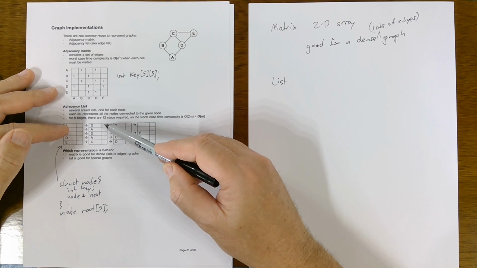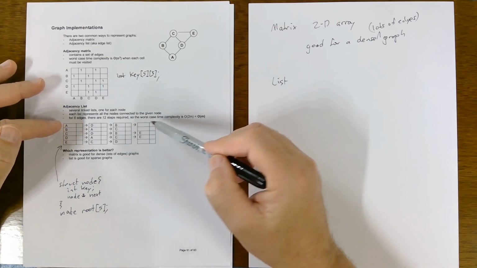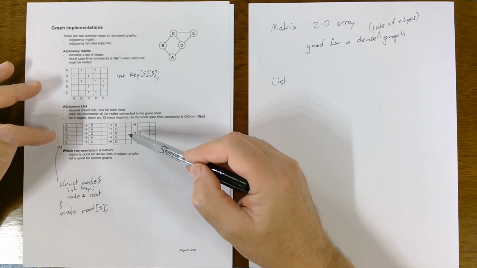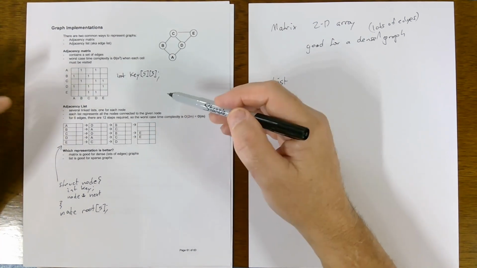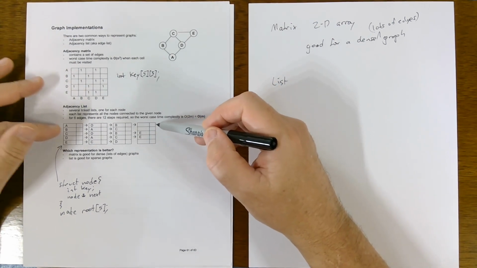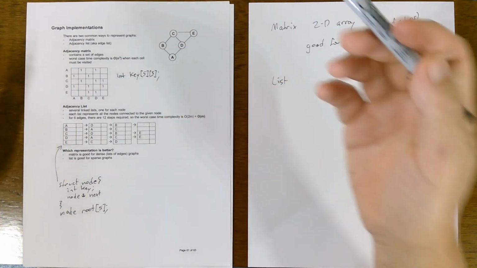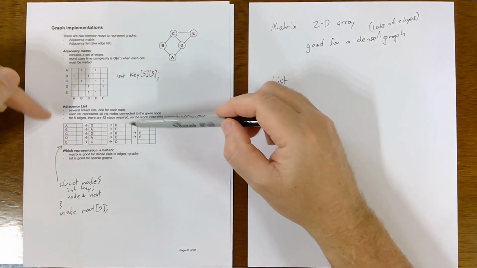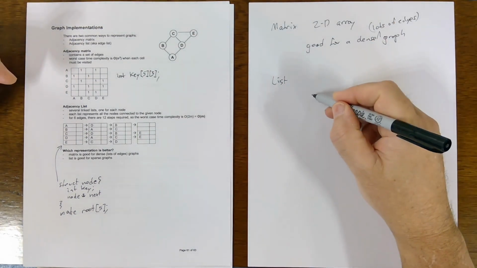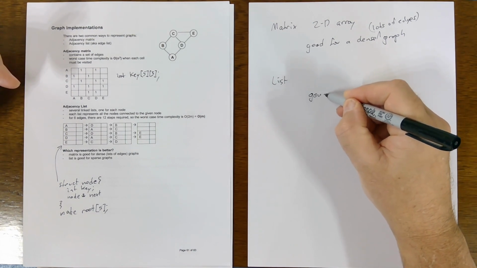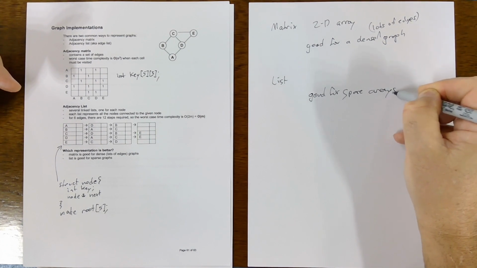So you're wasting space on these nodes, which is fine if there's not very many neighbors. But if there's a lot of neighbors, then you're going to basically double the data, right? If every node was connected to every other node, you'd have twice as much data in the adjacency list as you would in the matrix. So efficiency of space is the issue. So a list is good for sparse graphs.